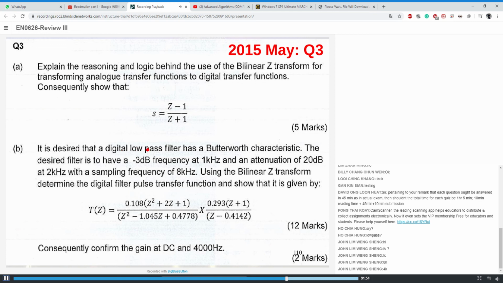Desire to get a digital low pass filter with particular characteristics. The desired filter has a negative 3 dB cutoff frequency of 1 kHz and attenuation of 20 dB at 2 kHz, with a sampling frequency of 8 kHz. So let's try to do this one. Probably you can spend a little time on this one. Okay, so we jot down the information here.